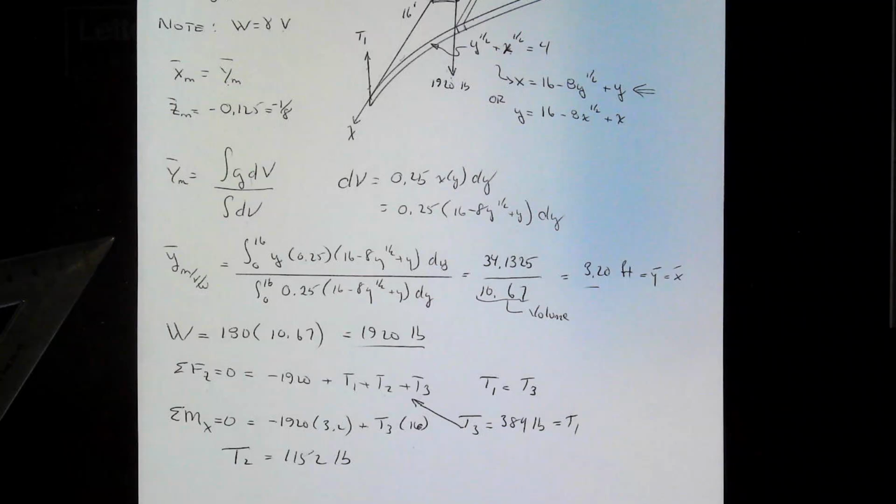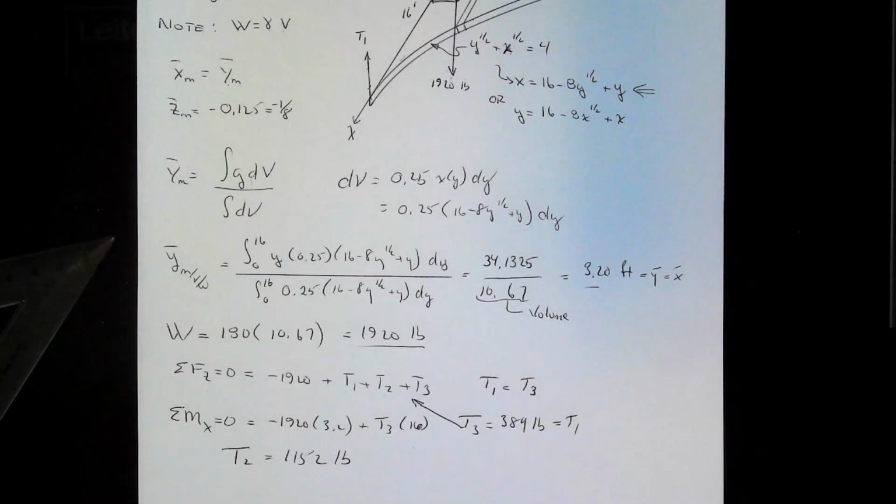Well, x is a function of y, that's right here. I have that right there. So that would leave me with 0.25 times (16 minus 8 y to the 1/2 plus y). So for any given y, this equation will tell me where we are in x, dy for the thickness, and bam, we have a differential volume. So we just stick this in.